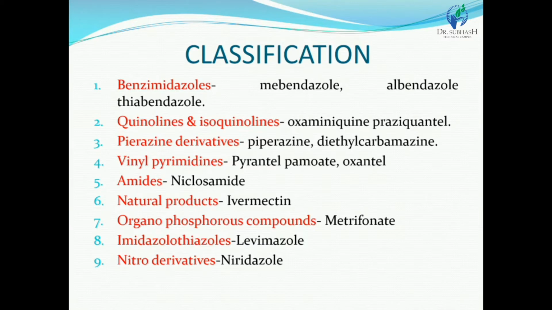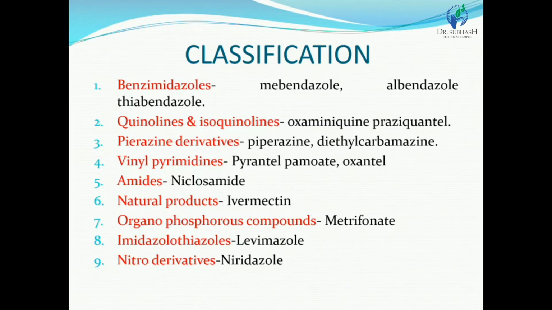First category, that is benzimidazoles. Examples are mebendazole, albendazole, thiabendazole. Quinolones and isoquinolones, that is oxamniquine, praziquantel. Pyrazine derivatives, that is piperazine and diethylcarbamazine. Fourth category, vinyl pyrimidines, that is pyrantel pamoate, oxantel. Fifth, amides, that is niclosamide.